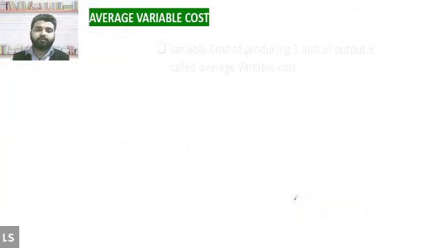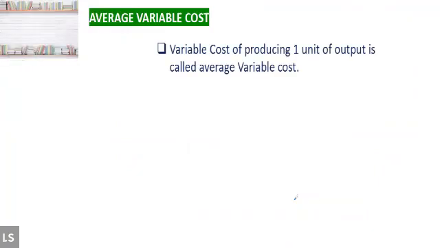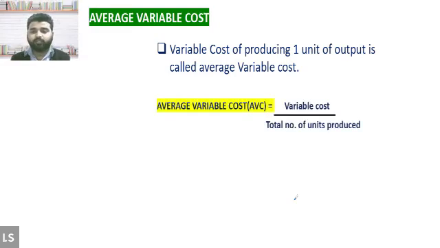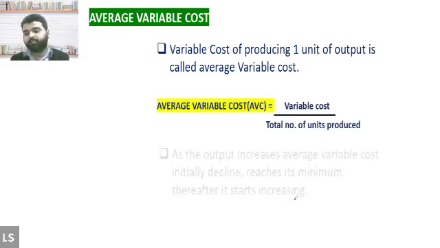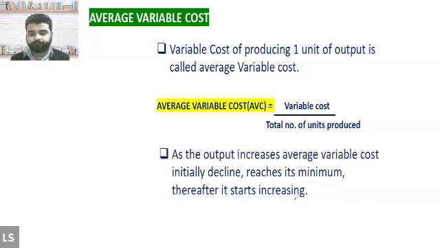Now let's talk about average variable cost. Average variable cost means the variable cost incurred for producing 1 unit of output. It is calculated by applying this formula: variable cost divided by quantity. As the output increases, average variable cost initially declines, then reaches its minimum point, and after that it starts increasing. So just like average fixed cost keeps on declining, average variable cost initially decreases, reaches its minimum point, and after that it starts increasing.